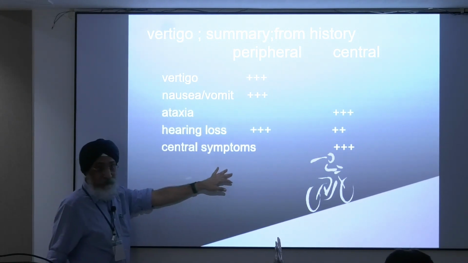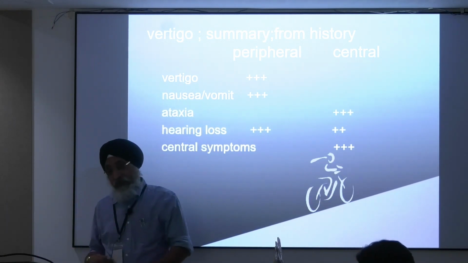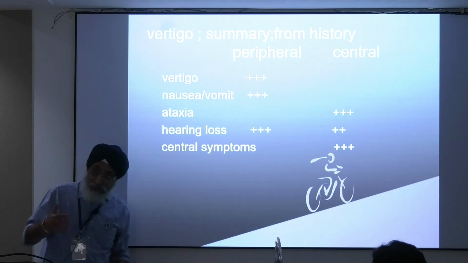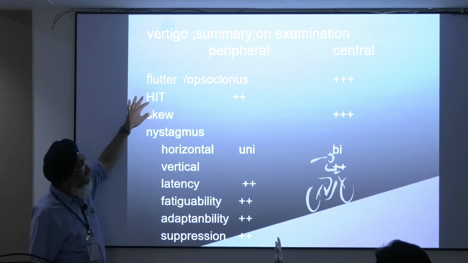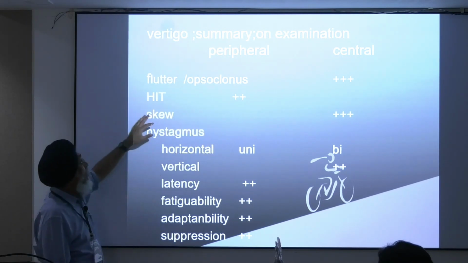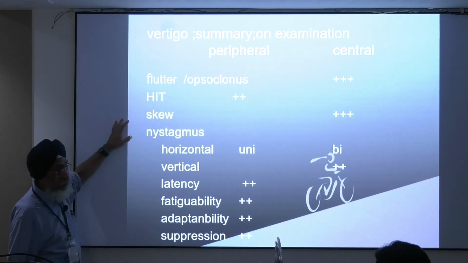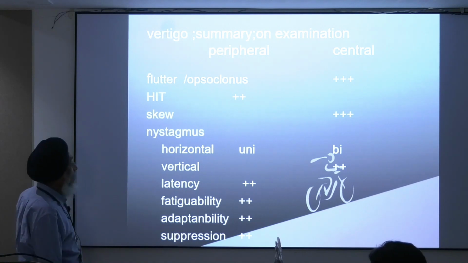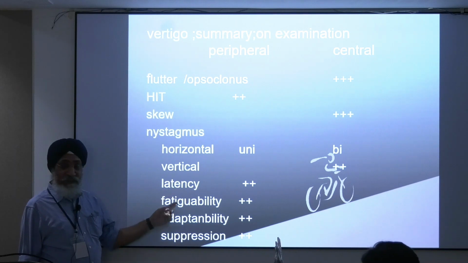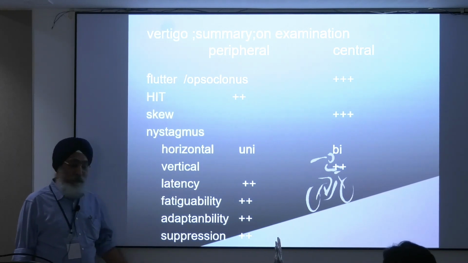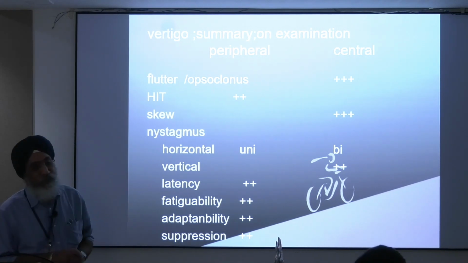And if there are central symptoms which I mentioned before, dysphagia, dysarthria, ataxia, it is central. And on examination, the last line, presence of flutter and opsoclonus, central. Head impulse test positive, peripheral. Presence of skew deviation, central. And in nystagmus, if it is unidirectional, with latency, fatigability, adaptability and suppression, we are pretty sure that we are in peripheral.